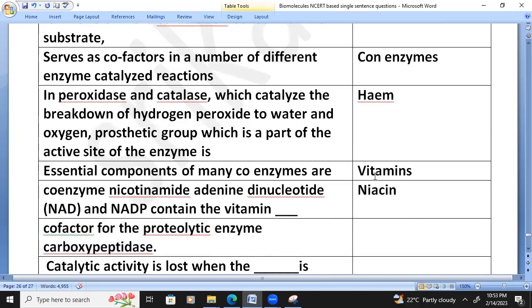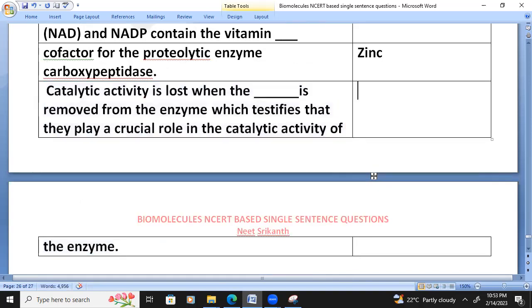The cofactor for the proteolytic enzyme carboxypeptidase is zinc. Catalytic activity is lost when the cofactor is removed from the enzyme, which testifies that cofactors play a crucial role in the catalytic activity of the enzyme. That is cofactor.